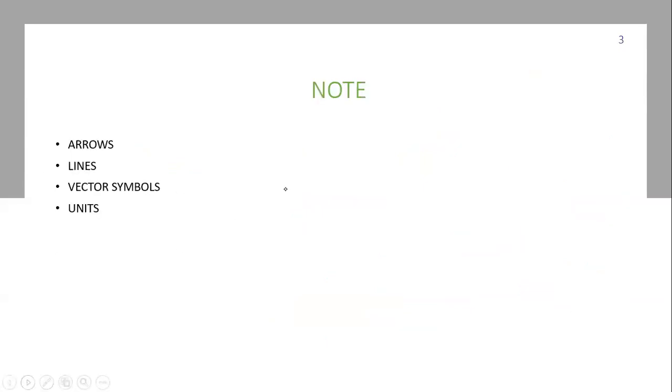Then what is important? Whenever you are representing these vectors, never forget the arrows, because the arrows show you the direction. Then the line will show you the magnitude. Then the different symbols we can use in vectors: when you find capital letters with an arrow, that one will represent a vector. Sometimes they can just write AB and they don't put an arrow, but they put something up here, still that one represents a vector.